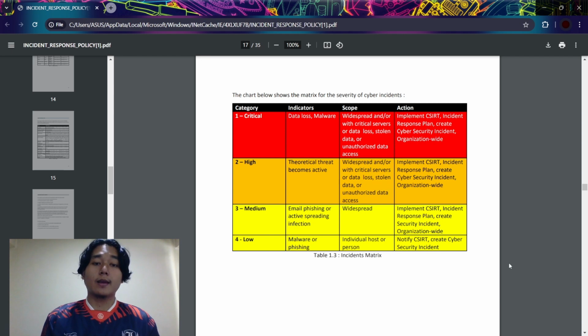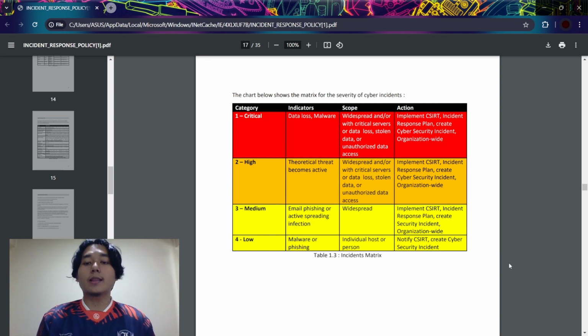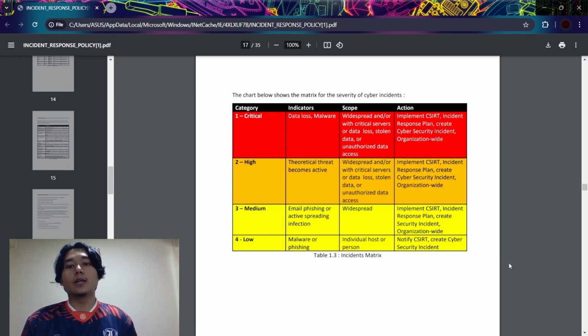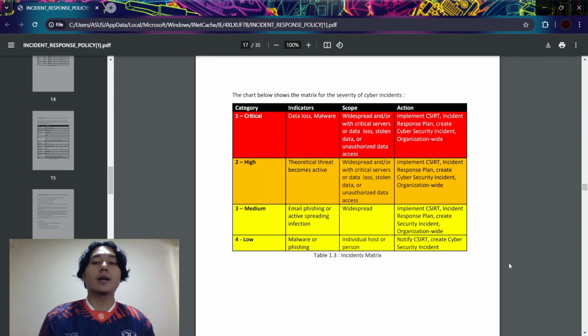The next one is high. For the high category, the indicator is theoretical threats becoming active. The scope covers widespread and/or a critical server or data loss, stolen data or unauthorized data access. The action to be taken is to implement the CSAT incident response plan and create a cybersecurity incident organization wide. And the last one is critical, where the indicator is data loss or malware. The scope covers widespread and/or a critical service or data loss, stolen data or unauthorized data access. The action to be taken is to implement the CSAT incident response plan, create a cybersecurity incident, and go organization wide.